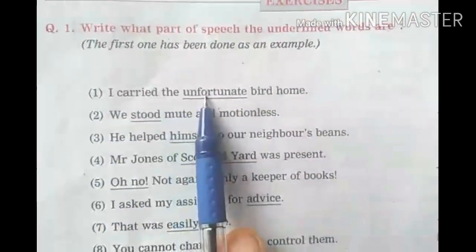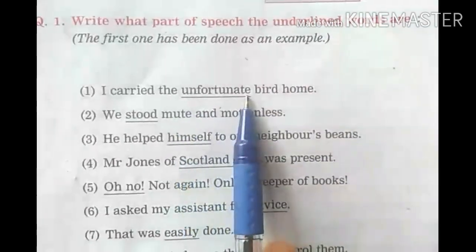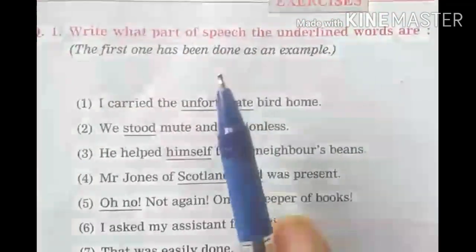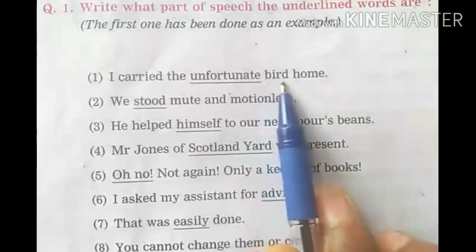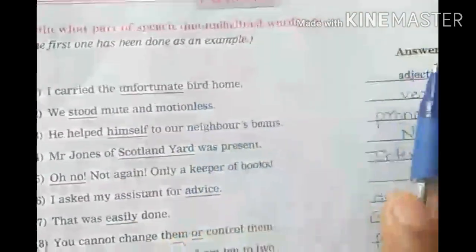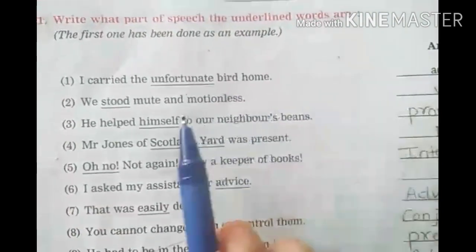I carried the unfortunate bird home. Now can you see here unfortunate is underlined. What do you think, students? What kind of part of speech is it? Yes, it is an adjective because it is telling us more about the bird, unfortunate bird. So this is an adjective. It is already written for the first one, but the remaining you have to write.